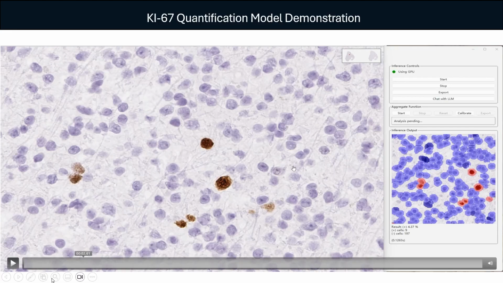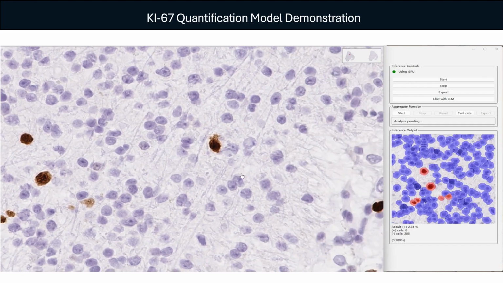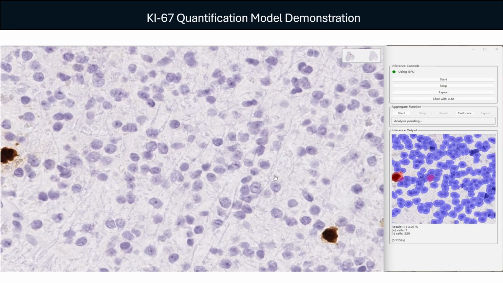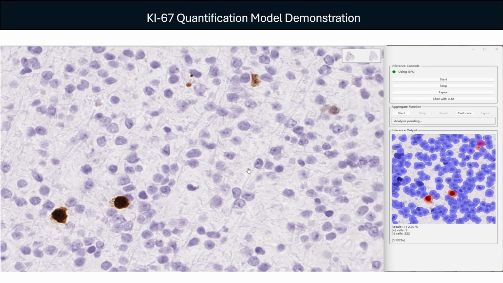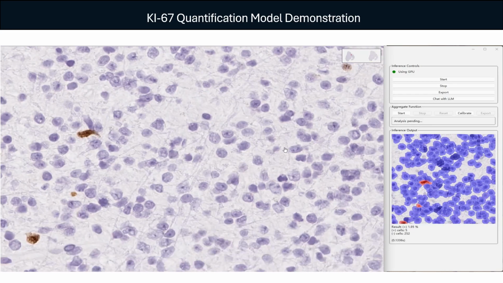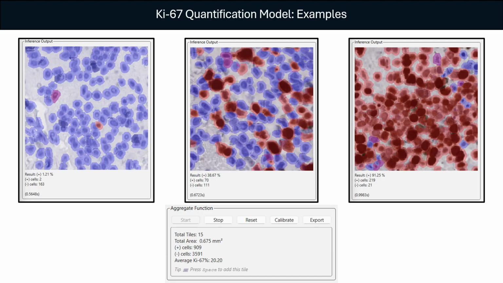So moving on to the Ki67 quantification model, we can see again as we scroll through the slide, OnSight Pathology is picking up negative cells in blue highlight and labeling positive cells in red highlight. We can also see a positive percentage being reported, as well as the total number of positive cells and negative cells. So again, here is a zoomed in version of what was happening. OnSight was picking up the positive cells in a red overlay and negative cells in a blue overlay.